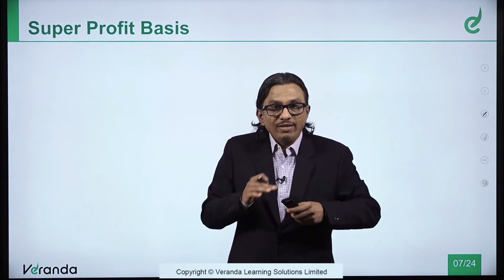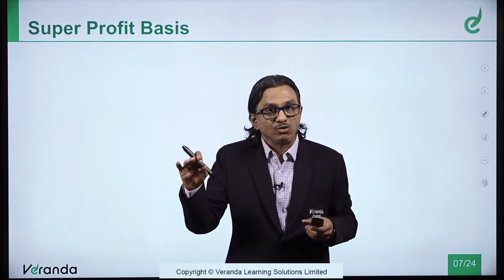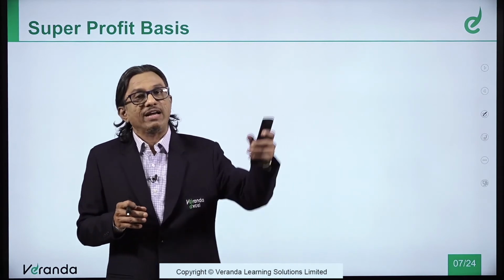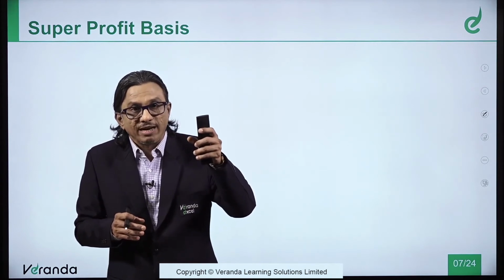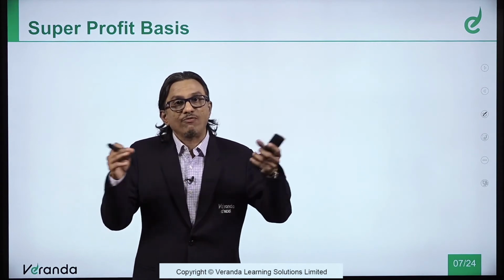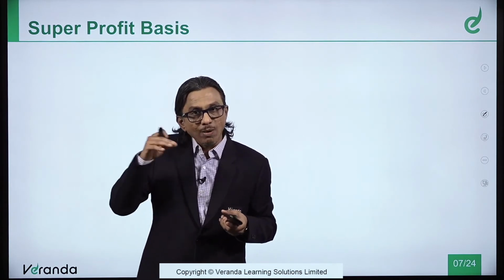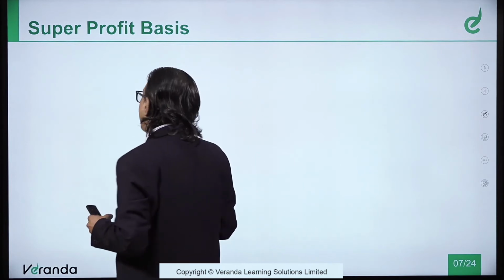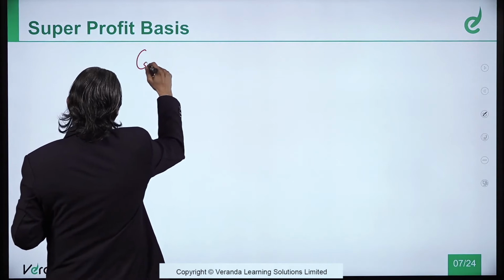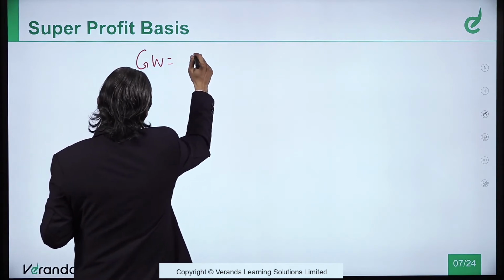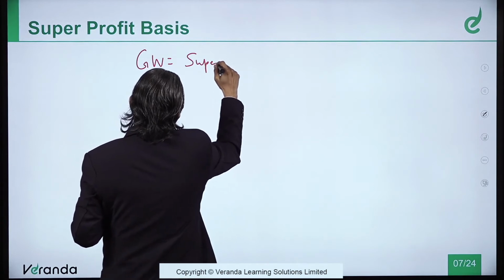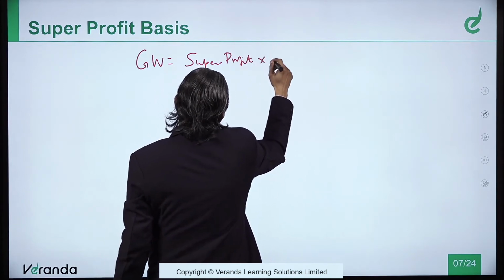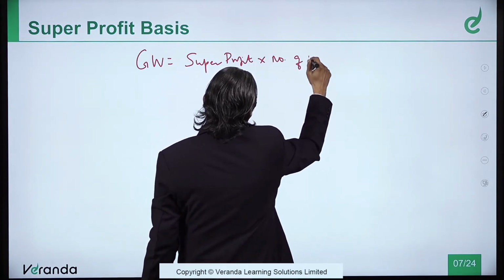So, if there are many companies in a same industry, one company is making a profit of 1 lakh, another company making a profit of 5 lakhs, means that company which makes profit of 5 lakh is a super company. It makes super profit. So, based on the super profit, you have to calculate the value of goodwill. So, what is the formula for that? Goodwill is equal to super profit into number of years.